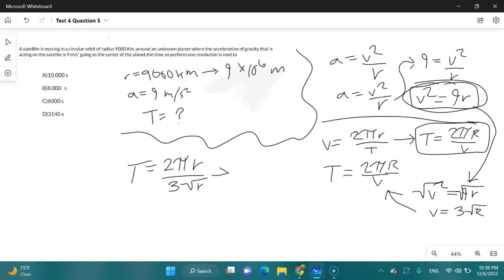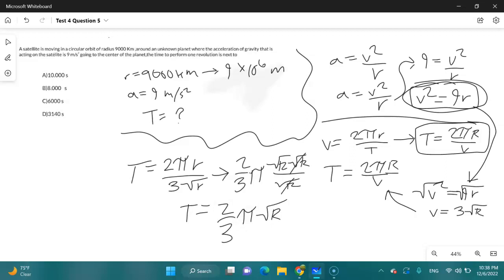And this is going to end up being 2 over 3 pi times the square root of the radius times the square root of the radius over the square root of the radius. And this is because we're trying to get rid of the fraction. So we're left with t is equal to 2/3 pi times the square root of the radius.